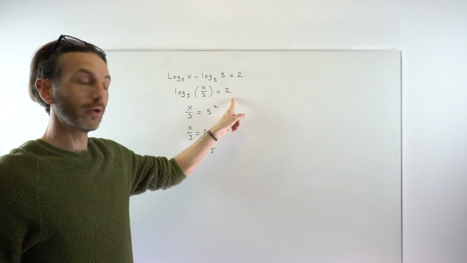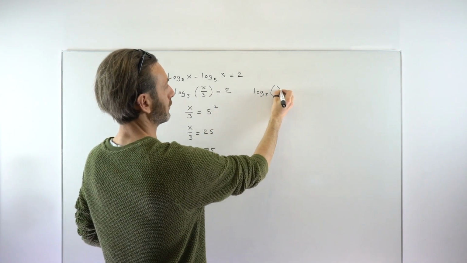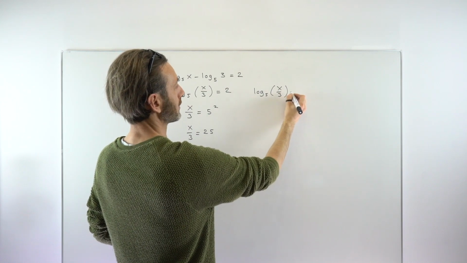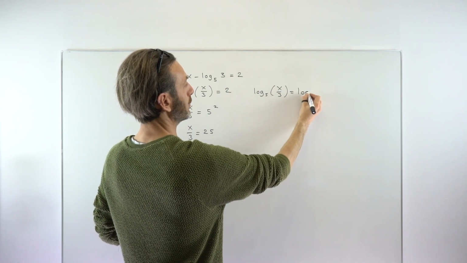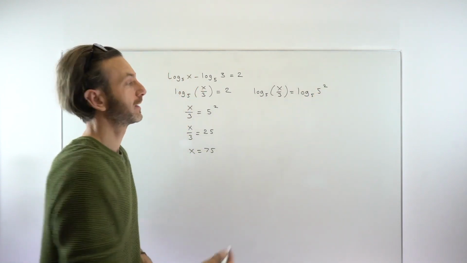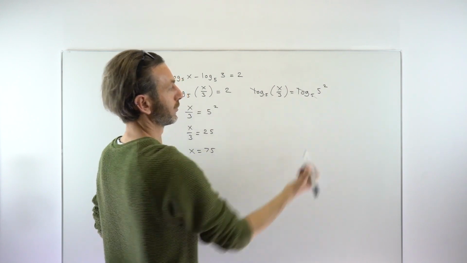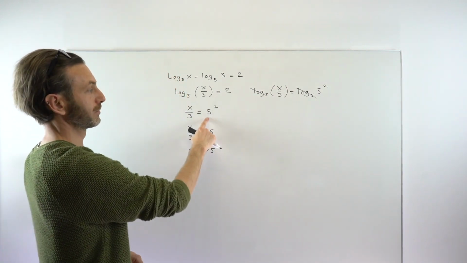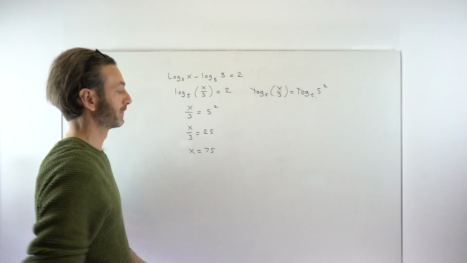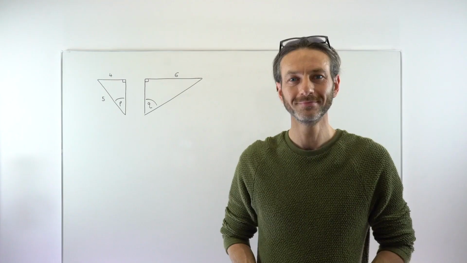Just to quickly show you the other method for this, you could write this as log base 5 of x over 3, and then on the right hand side, if this is the method you've learned, it would be log to base 5, 5 to the power of 2, like this. You've got to remember to write the 5 twice, then you would just cancel the 2 logs, and that takes you back to the same place that we were anyway. So x equals 75 is the solution for that question.